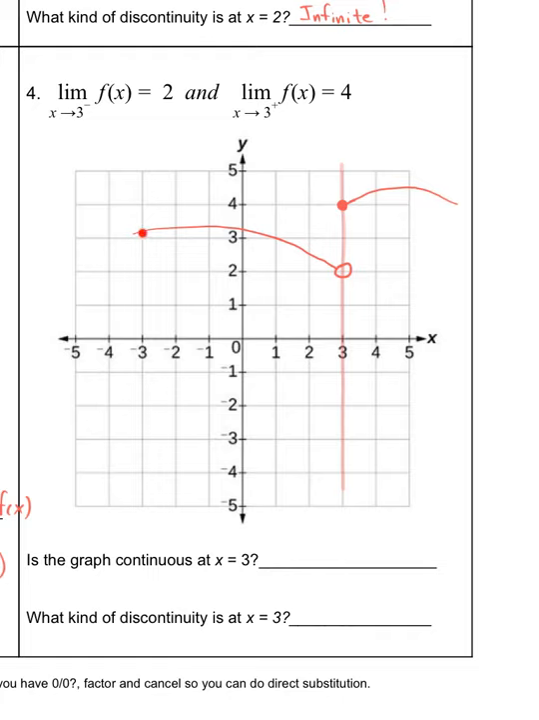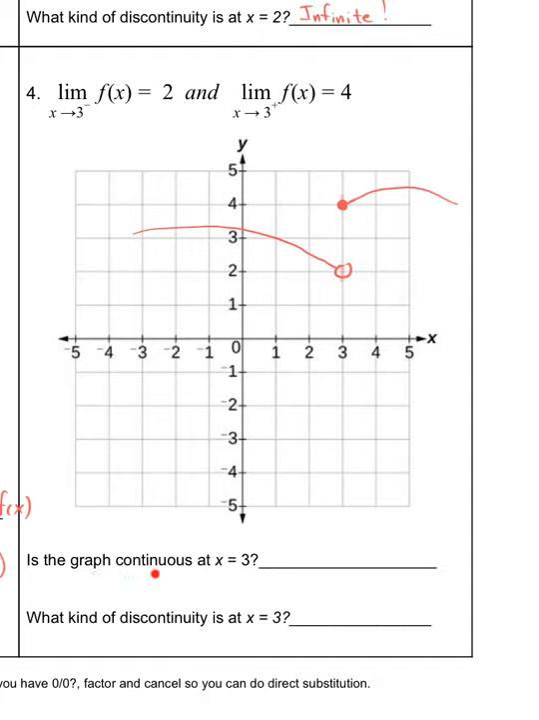So as I'm coming from the left, my y value is coming in at 2. As I'm coming from the right, my y value, my limit, is at 4. So that's how you do that graph. And then, of course, you can get rid of your imaginary line that helped you, because you don't need that.